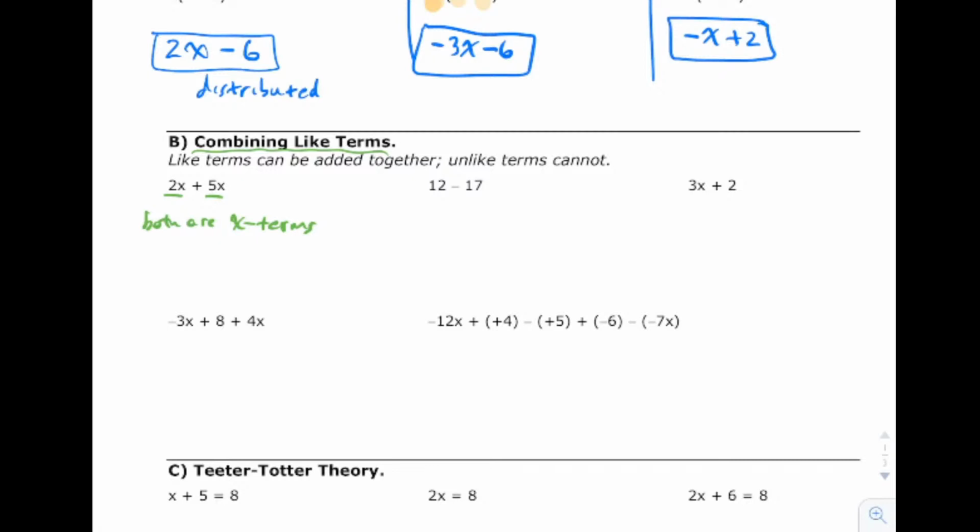And you do that by adding the 2 and the 5. 2x plus 5x is 7x. And that's all there is to it. They're like terms. They're both x terms. Just add them up. 2x, 5x, 7x.